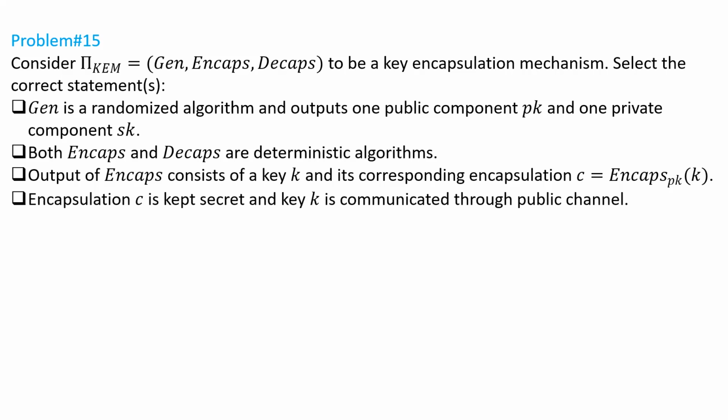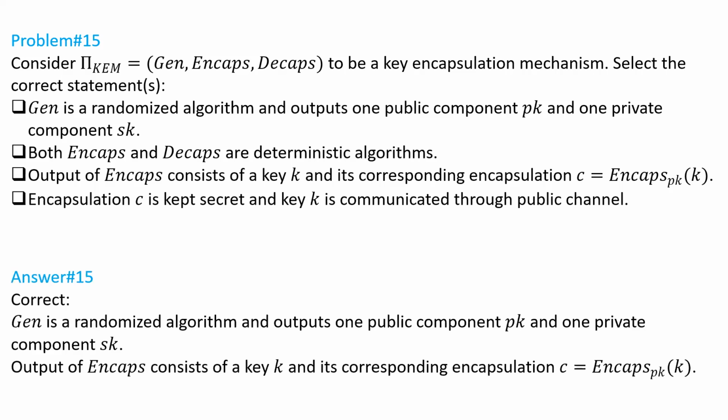Okay. So the third option is correct. The fourth option says that encapsulation C is kept secret and key K is communicated through a public channel. This is wrong, because encapsulation C is communicated, as it hides the key K inside it. So C is actually communicated, not the key K. K is kept secret. So the first option is correct and the third option is correct.